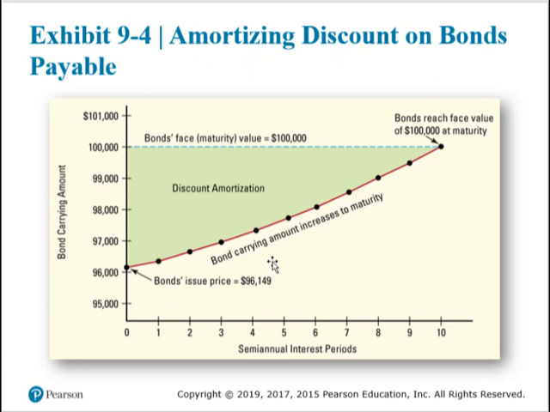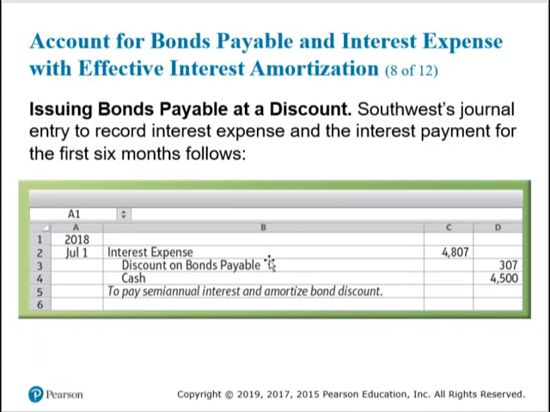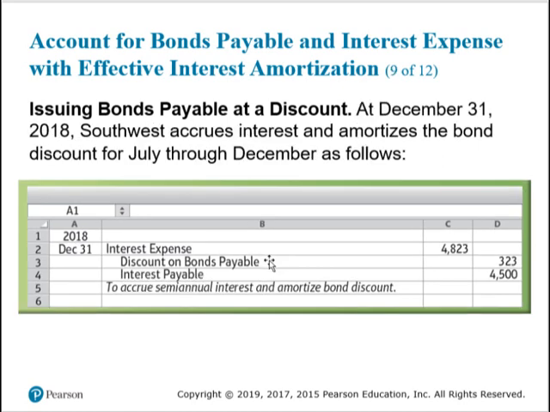The journal entry to record the interest payment every 6 months is a debit to interest expense and a credit to cash, with the difference between the 2 amounts recorded as a credit to discount on bonds payable. This serves to adjust the carrying value of the bonds as they move toward maturity. The same accounts are used each period, but the amount of the discount and the interest expense will change.